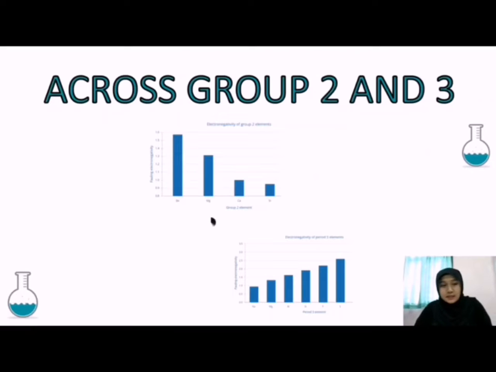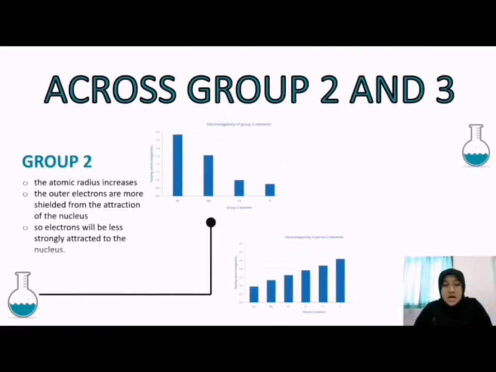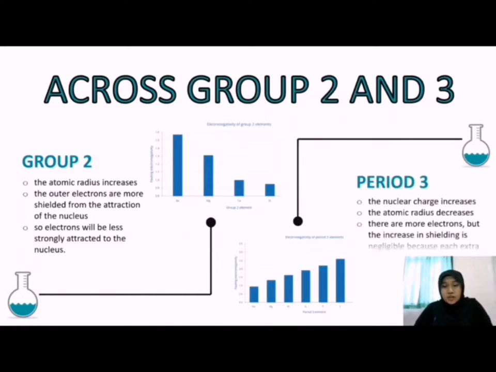As I said in the previous slide, we are going to talk about the variation in electronegativity across period 2 and period 3. As you can see from this slide, there are two graphs, one being electronegativity of group 2 elements and the other being electronegativity of period 3 elements. So as you can see from group 2 elements, the electronegativity decreases. And this is because as the atomic number increases, the electronegativity decreases.